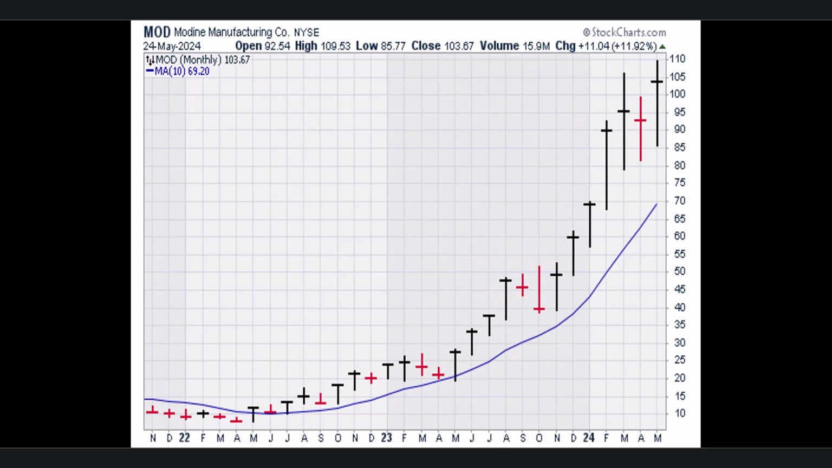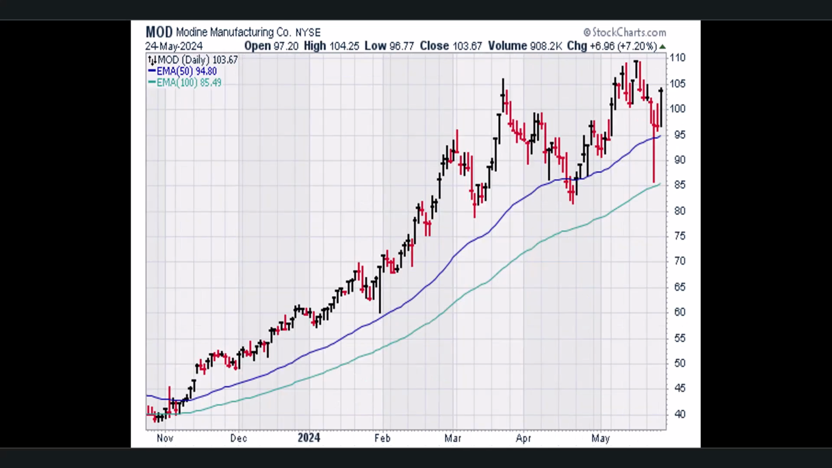The stock is in a bull trend on a daily basis if the 50-period or 50-day exponential moving average is above the 100-day exponential moving average. The blue line is the 50-day EMA line, and the green line is the 100-day EMA line. The blue line has been above the green line since the chart started, so the daily trend in MOD is up.